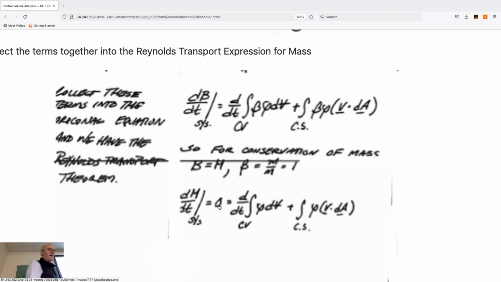It's simply transferred, of all that stuff from the Discovery Channel, equals d by dt of the integral over the control volume of rho dV. So rho dV is simply the mass inside the control volume. So whatever the time rate of change of that is, plus any mass entering and leaving across the control surface. So volume integral plus flux integrals, in the case of mass, equals 0.